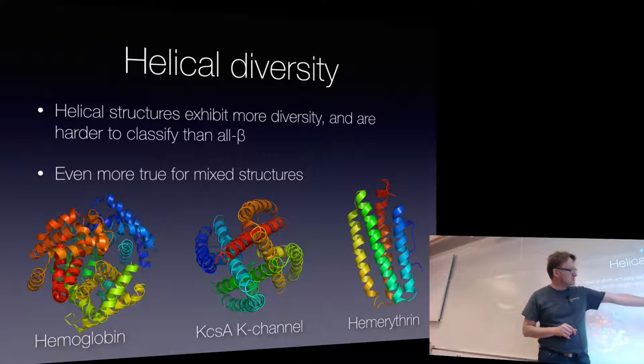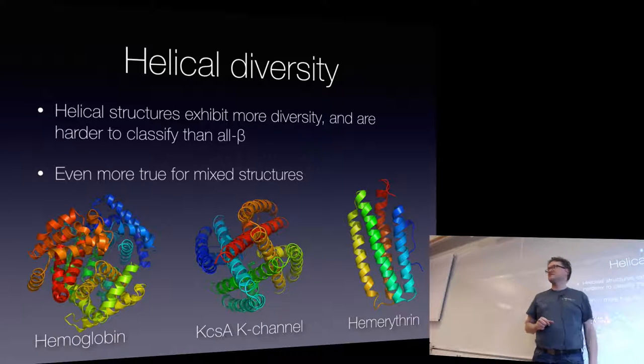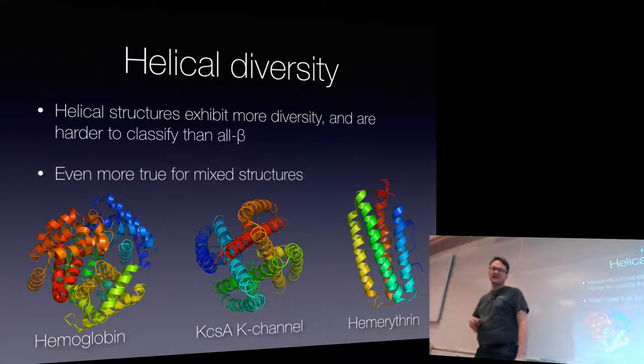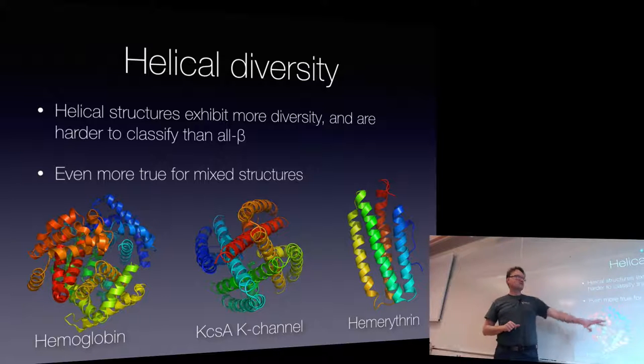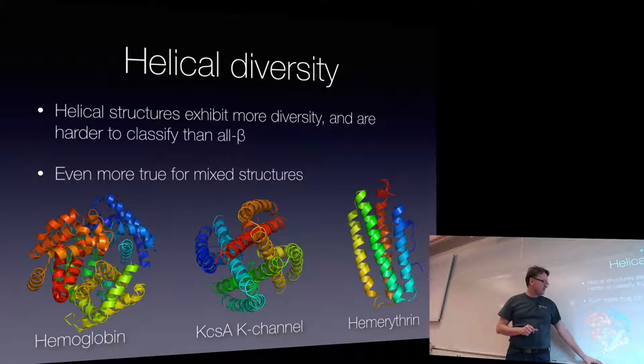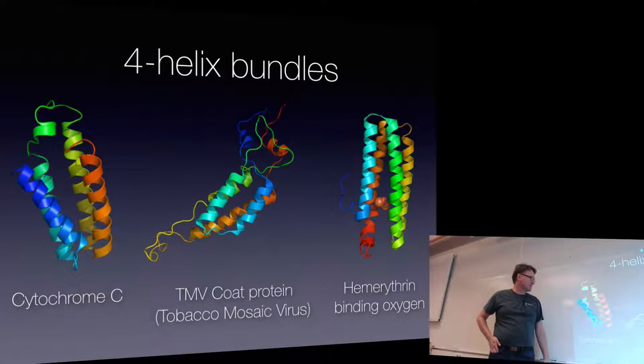If you go to a super simple structure, just four helices, you typically call those four helical bundles. So let's start somewhere down there, right? Even with those four helices, there are a bunch of different ways you can pack them. Cytochrome C, tobacco mosaic virus coat protein, and hemerythrin binding protein. Do you see a pattern with all these helices? Are they parallel or anti-parallel?